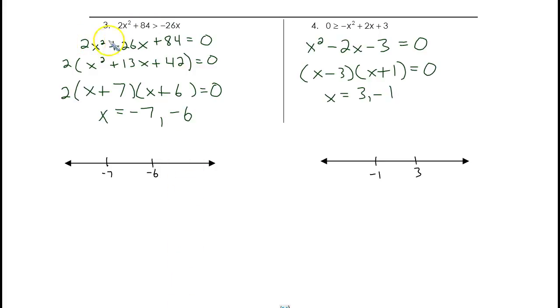All right, so I've already factored number 3. I added 26x to the left to get it in standard form. I noticed there was a common factor of 2, a greatest common factor, so I divided it out to the front. And then I factored the resulting quadratic into x plus 7 and x plus 6, which gave me 2 solutions. When I set x plus 7 equal to 0 and x plus 6 equal to 0, I got these 2 numbers. Now remember, negative 7 and negative 6 are our important spots.